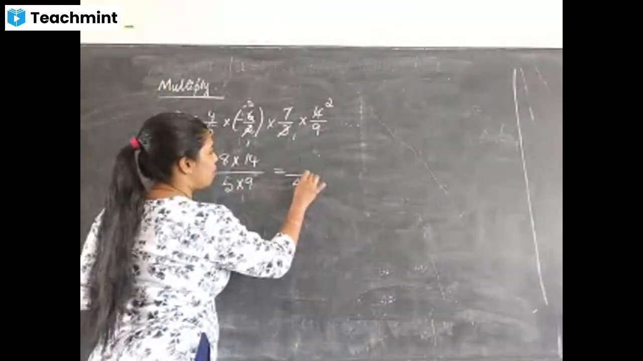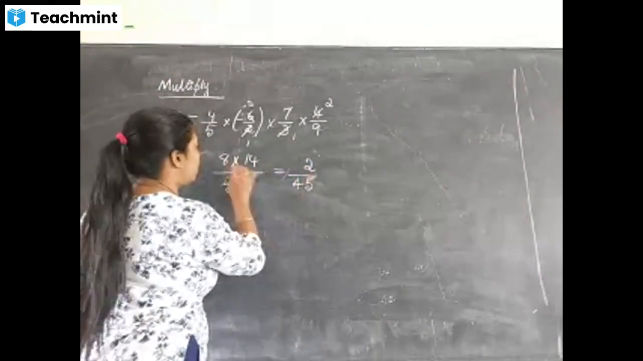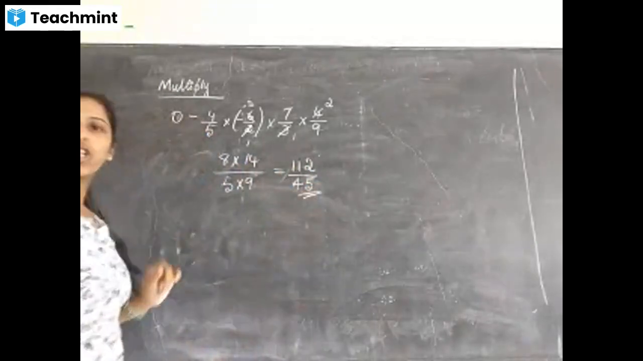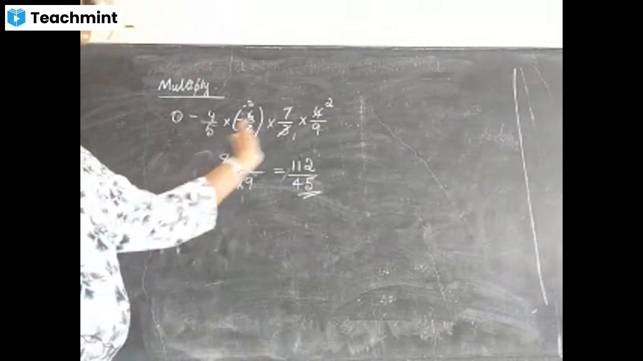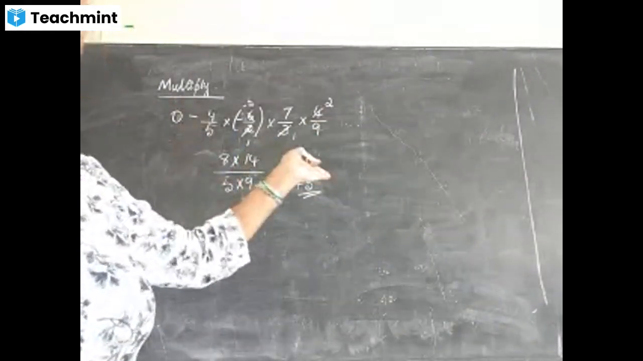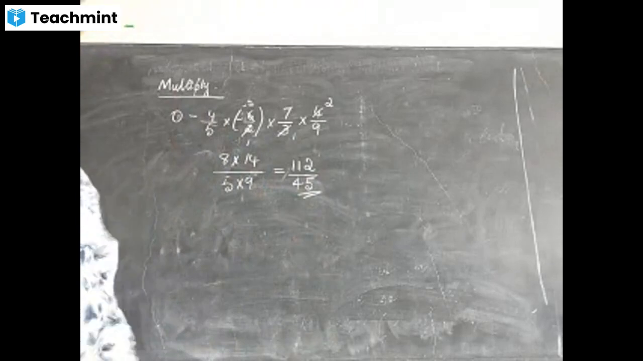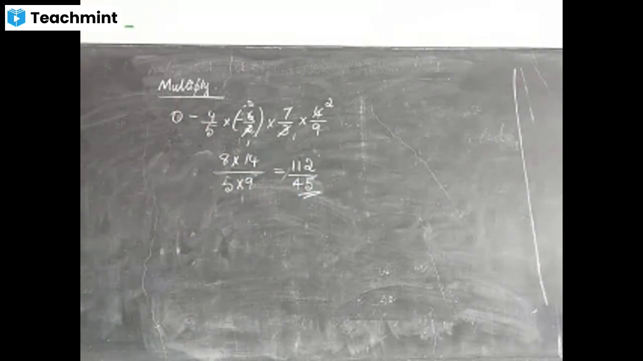8 plus 3, 11. So the answer is this. If you don't know how to cancel, you directly multiply numerator and multiply denominator. But if you cancel and multiply, it's easy and good. Always in maths, every problem must be in the simplest form. That is the condition. Next, one more I think.